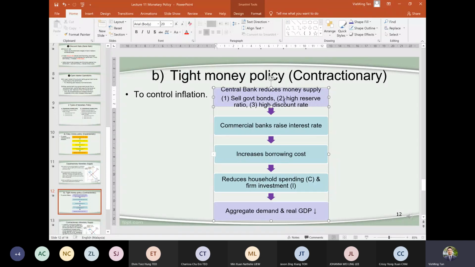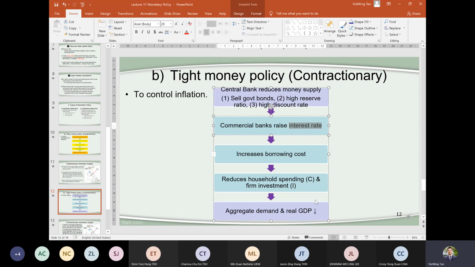So once the money supply is reduced, the commercial bank will have less money to lend out to the public. So what will the commercial bank do? The commercial bank will increase the interest rate in the economy. Once the commercial bank increases the interest rate, the borrowing cost is relatively more expensive now. It's more expensive now to borrow money from the commercial bank. So what is going to happen? This will discourage the private firm and also the household from borrowing money from the commercial bank.